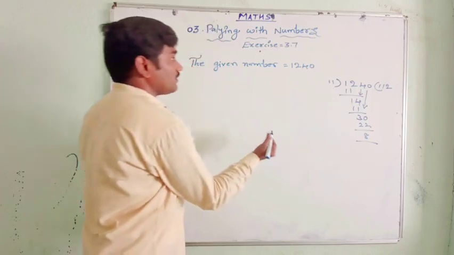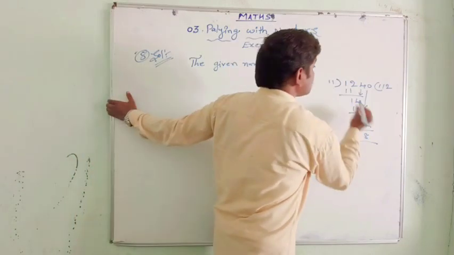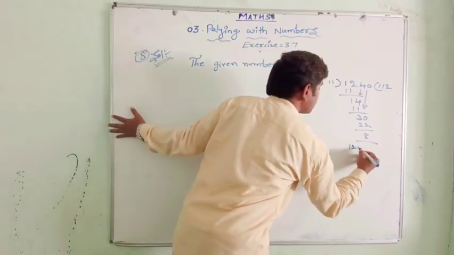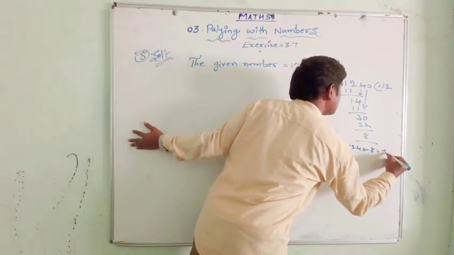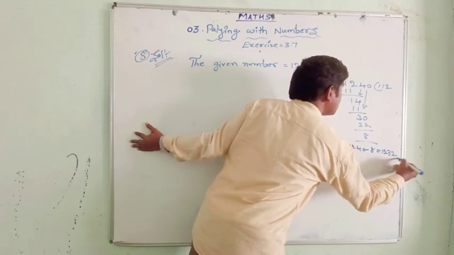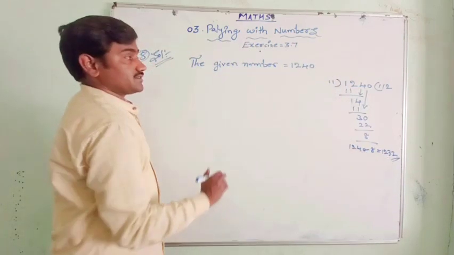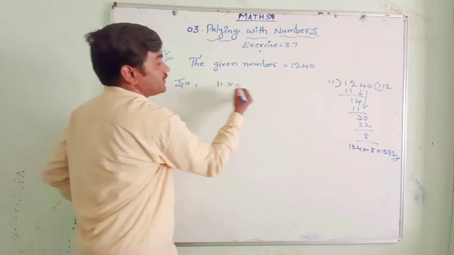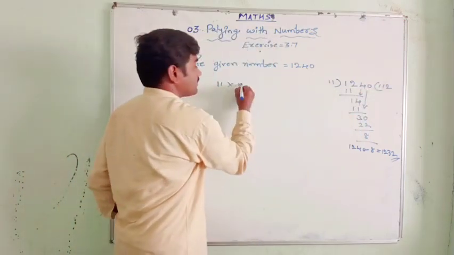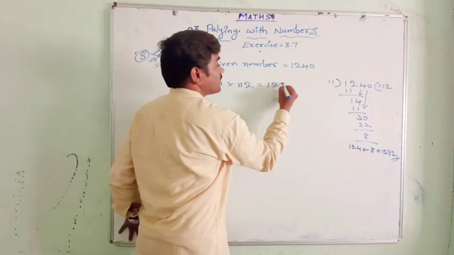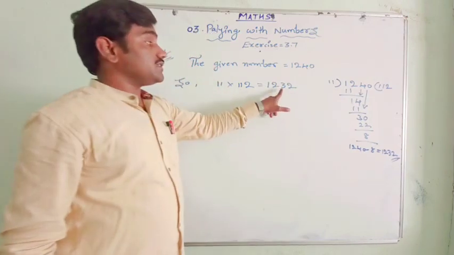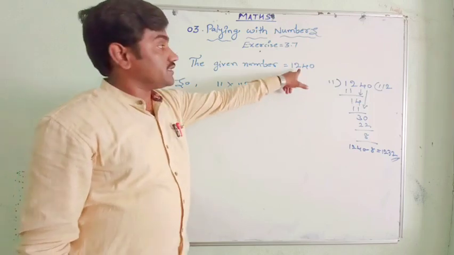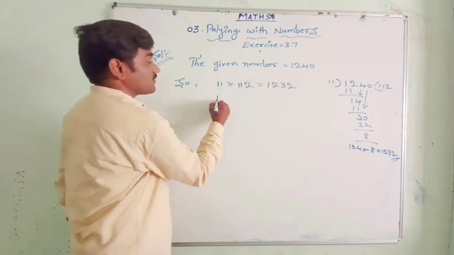Then if you subtract 8, 1240 minus 8 equals 1232. Is this number exactly divisible by 11? Yes, 11 into 112 is equal to 1232. Is this the first number which is divisible by 11 and nearest to this?